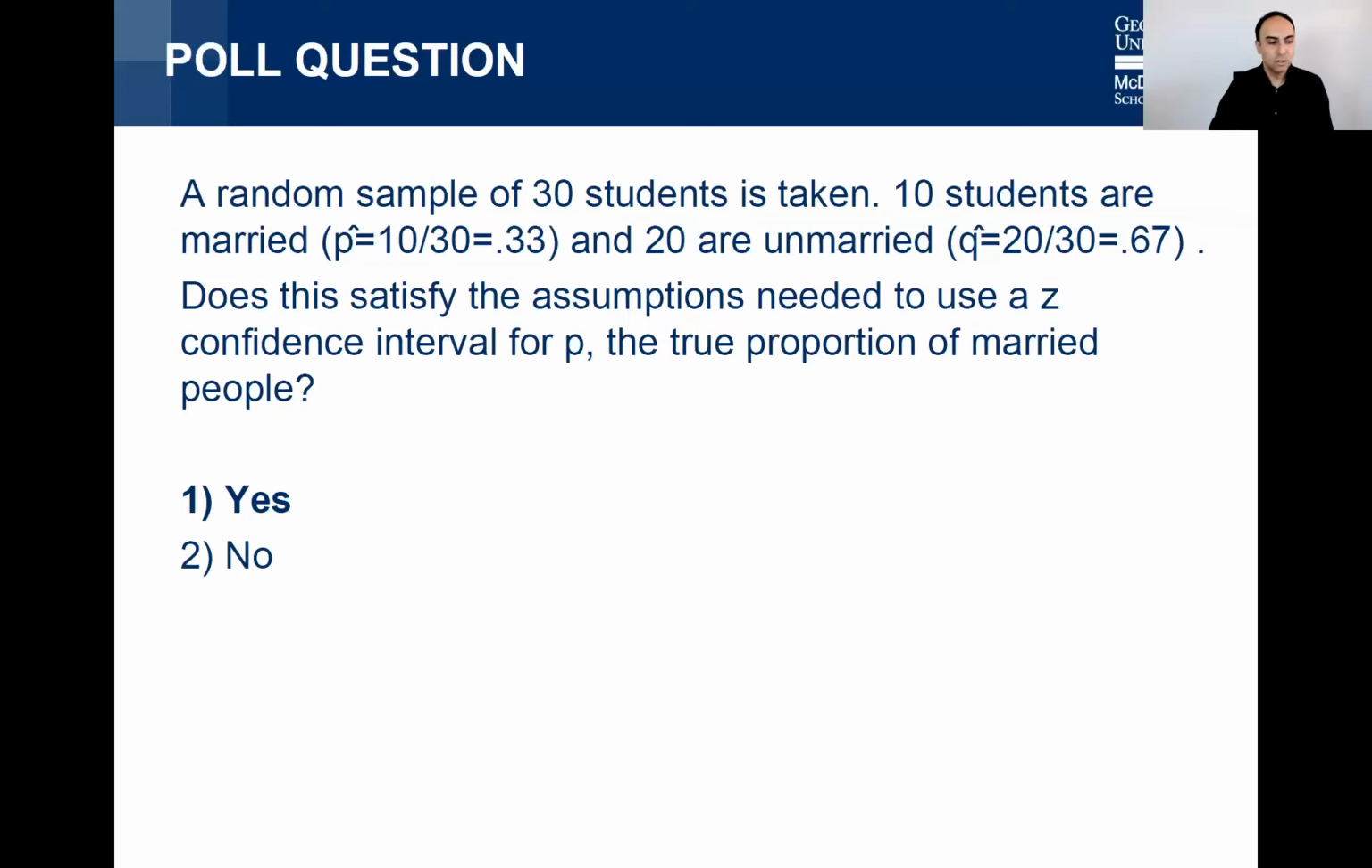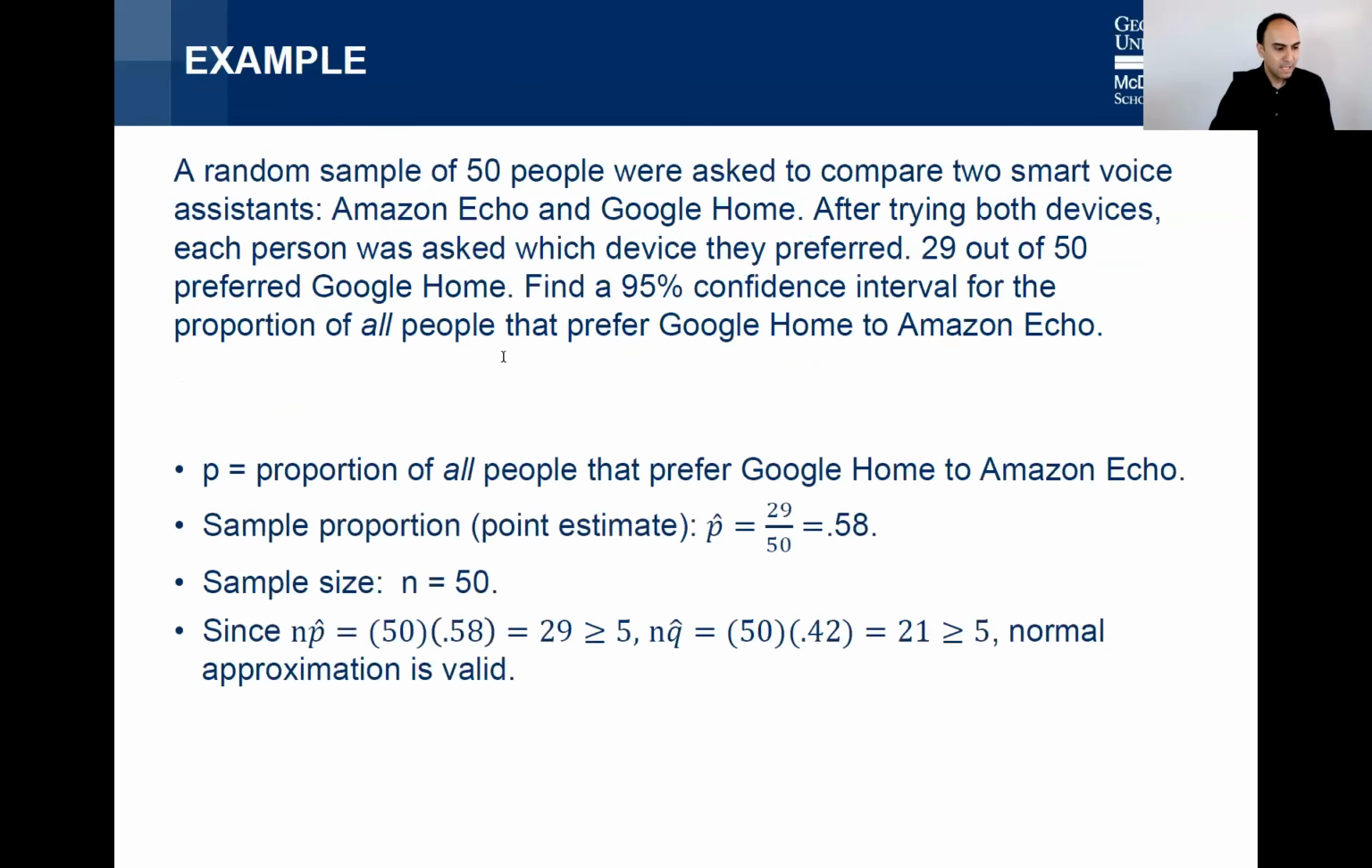Yes or no? So what you would do here is you need to make sure you have at least 5 in each of these groups. You have 10 married and you have 20 unmarried. So yes, each of them individually is greater than or equal to 5. So yes, that assumption is met. Then we would look at one example here.